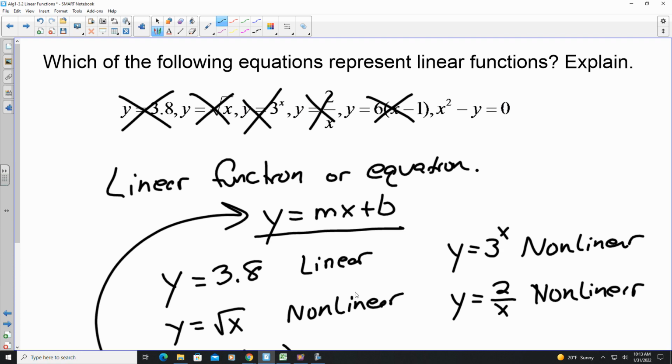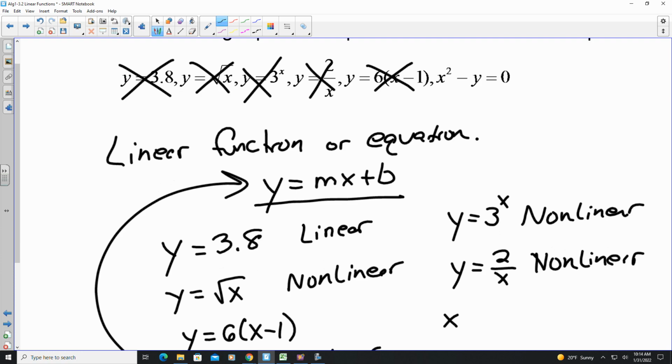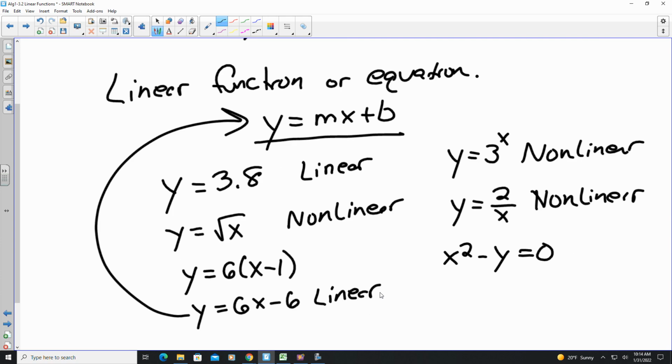And then finally, the last one is x squared minus y is equal to 0, okay? Now, y is not by itself, so what you would have to do is subtract x squared from both sides. So now I got negative y is equal to negative x squared, and then multiply or divide everything by negative 1. So it's essentially y is equal to x squared. X in this case is not raised to the first power like it is over here because it's squared. This is an example of something that is non-linear.